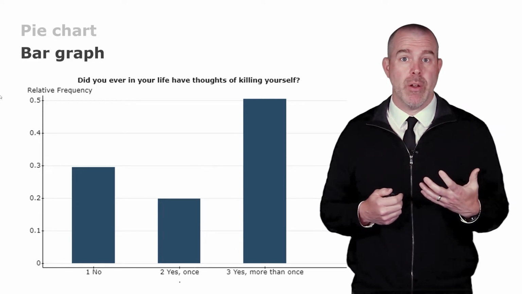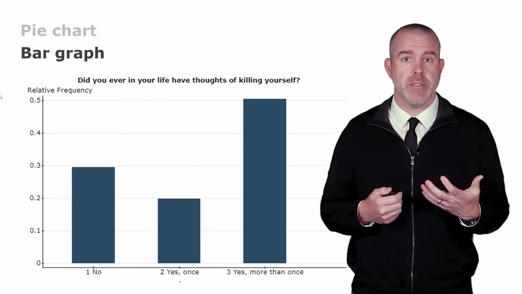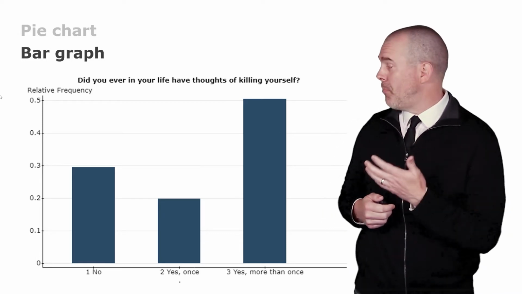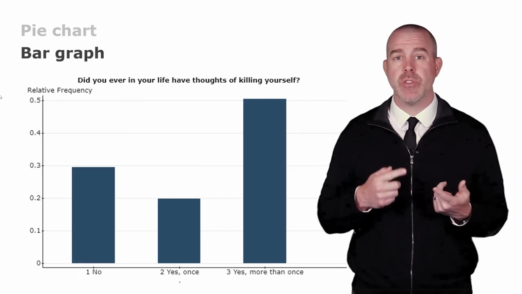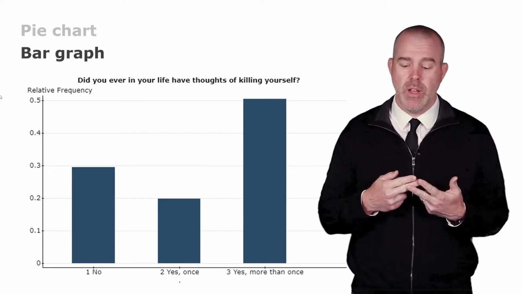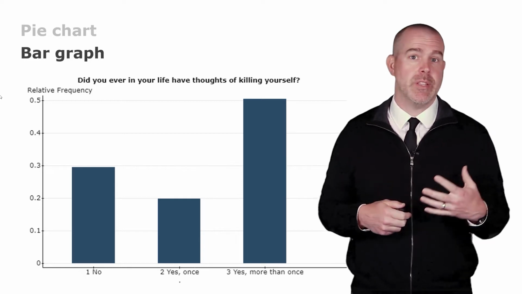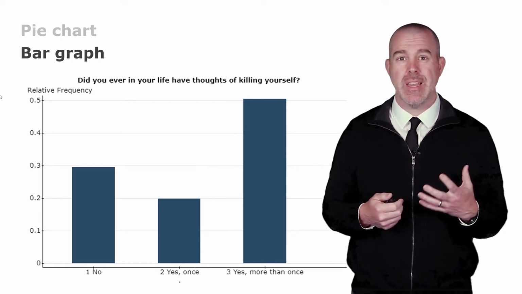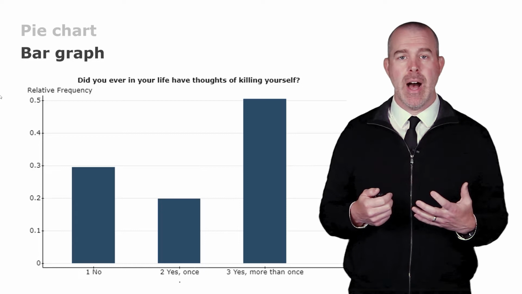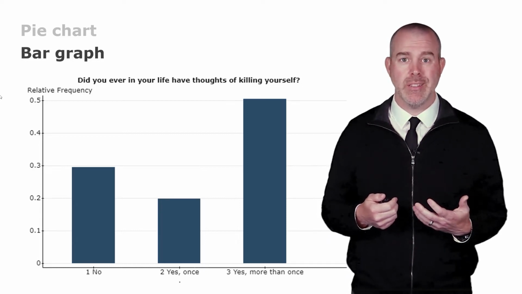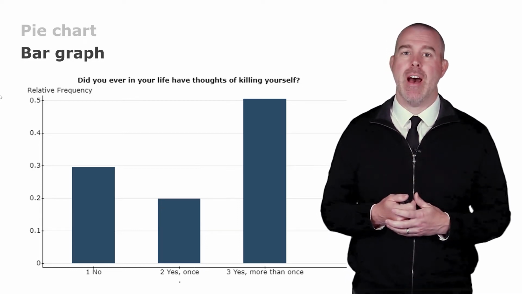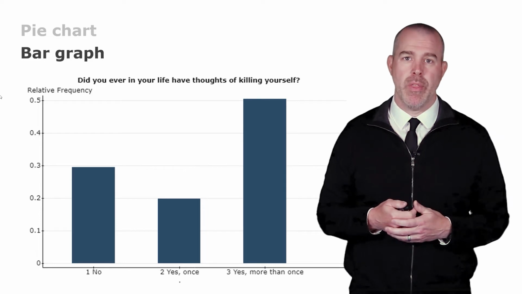Let's look at another, maybe more difficult to think about variable, and that's this: have you ever thought about killing yourself? So have you ever had thoughts of suicide? This is a bar plot of that variable, and the options are no, yes, just once, or yes, more than once. So this is just overall. And we can see that this is actually a very common thought for LGB adults. More than half have thought about killing themselves more than once.